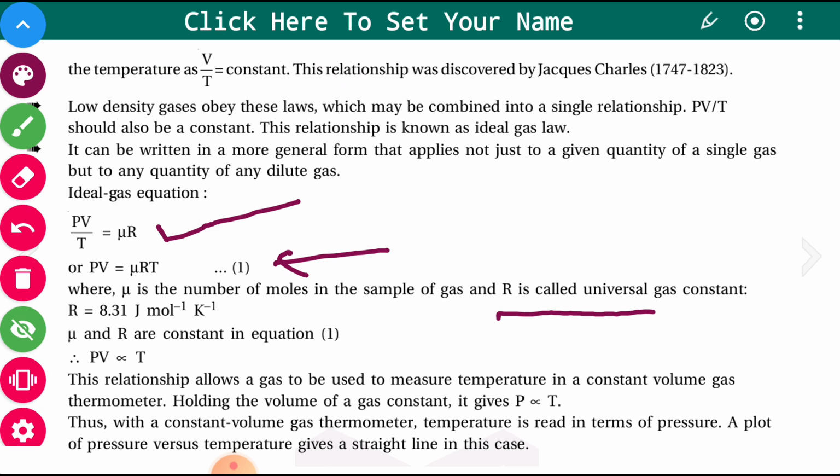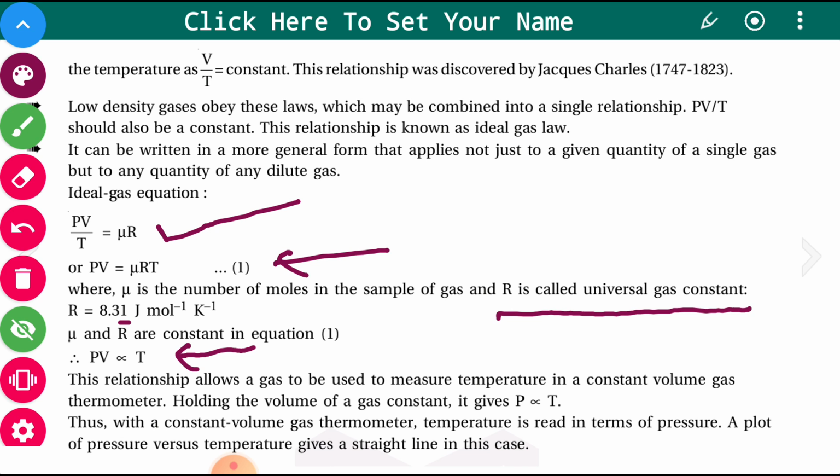R is a constant, the universal gas constant, and its value is 8.31 joule per mole per Kelvin. So mu and R are constant. Mu is the number of moles, so we can say PV is proportional to T. This relationship allows a gas to be used to measure temperature in a constant volume gas thermometer.